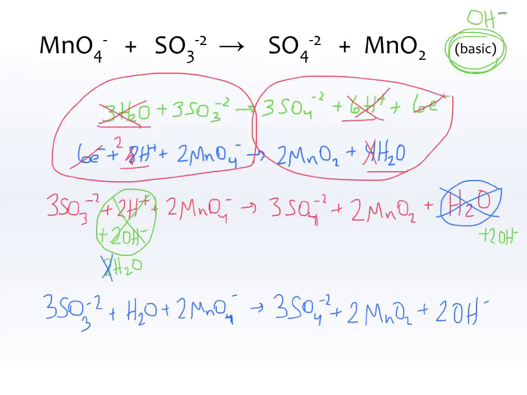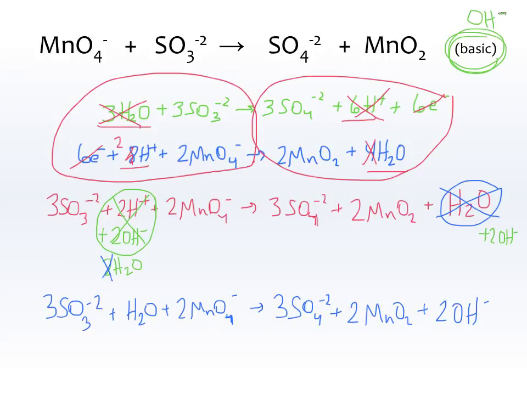Let's check. 3 sulfurs, 3 sulfurs. Let's go with 9 plus 1 plus 8. That's 9 plus 9 is 18 oxygens on the left. 3 times 4 is 12. Plus 4 is 16. Plus 2 is 17, 18. 18 oxygens on the right. For the hydrogens, 2 and 2. We're good. Manganese, 2 and 2. We're good. Oxygens are good. Sulfurs are good. All of the atoms themselves are good.